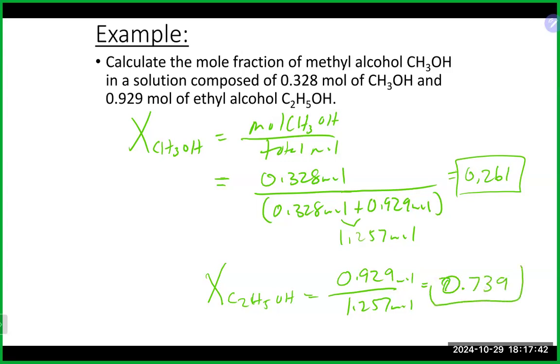about 0.739 in this case. By the way, I didn't even need to do that calculation because it all should add up to 1. So I could have just done 1 minus this one, and it would give me this number here. So you could have done that as well, since that was the only other thing left. Basically, I take 100% minus the other percentages, is essentially what you're doing there. Any questions on mole fraction here?